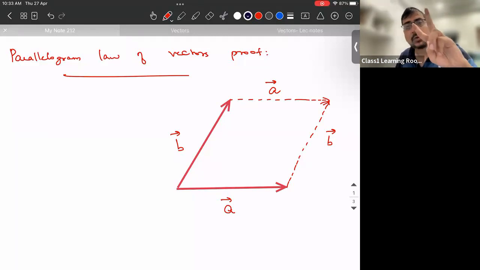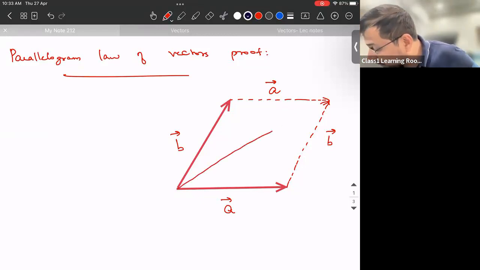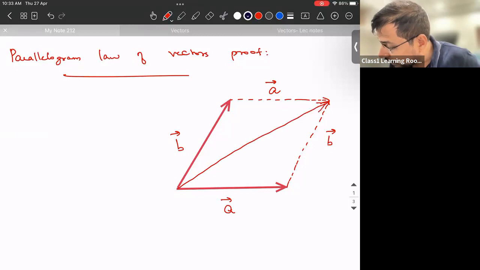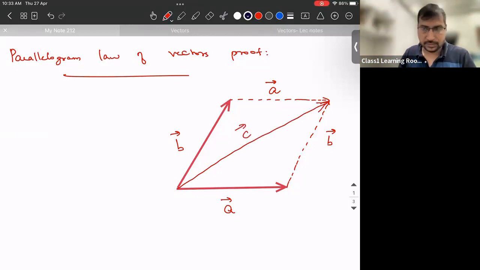Now, what are the two given vectors? The A vector and B vector are given, but using them we completed a parallelogram in such a way that the resultant is given by the diagonal passing through the common tail of both, which is going to be the C vector, for instance. Right.